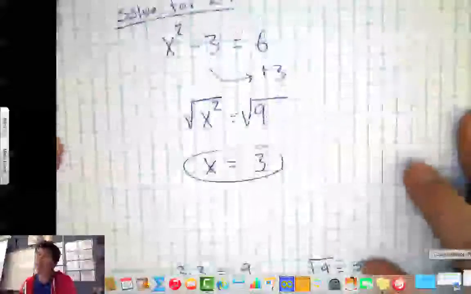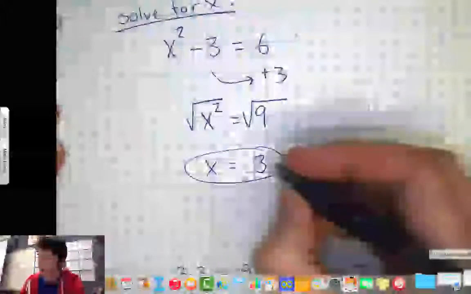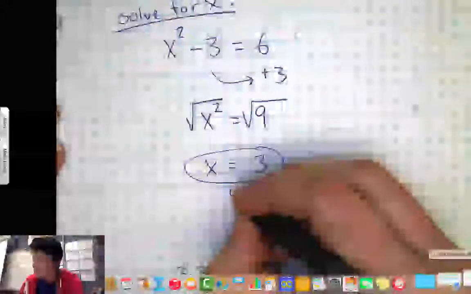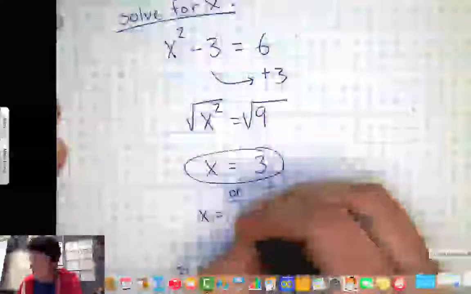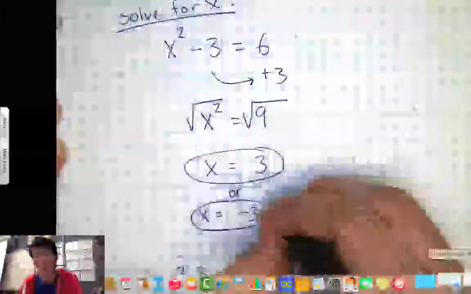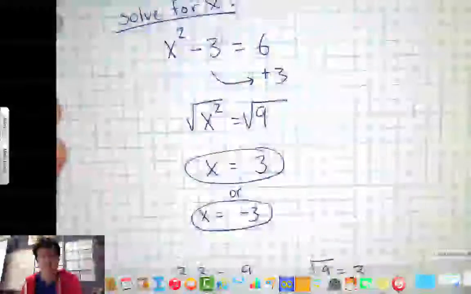So up here when I was solving for x, I kind of lied. We weren't completely done with this problem. It's equal to 3, or x is equal to negative 3. There are two answers to this problem. Both of those are the square root of 9.